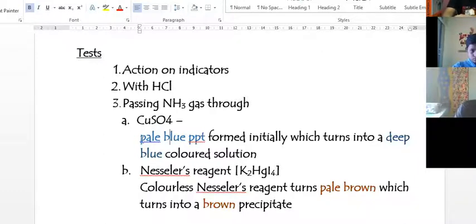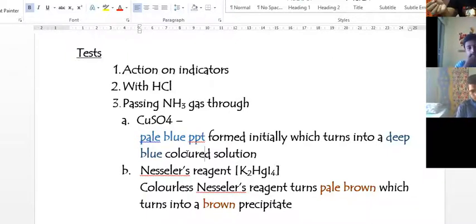So the color of the precipitate formed as a result of this reaction would be a pale blue precipitate. And again, when we pass more of this gas into this copper sulfate solution, it will turn into a deep blue colored solution. Okay, so this has to be an important observation. Why? Because you have to understand the question which is asked.